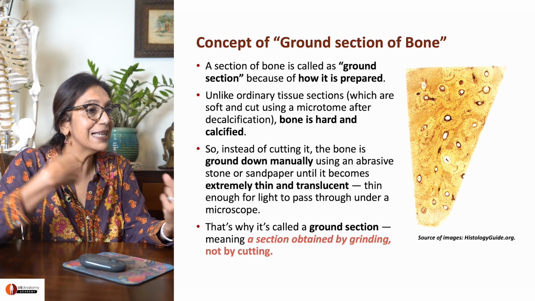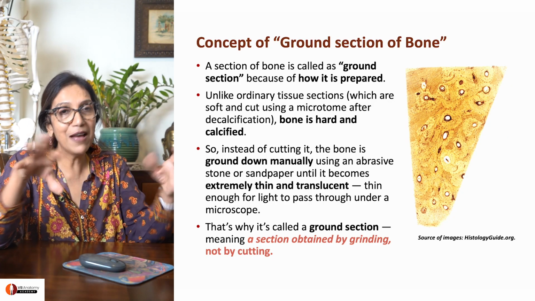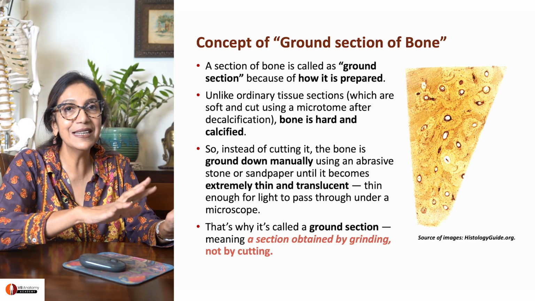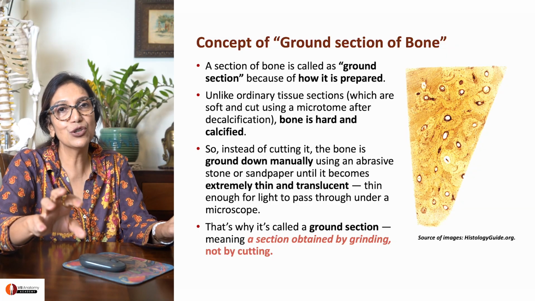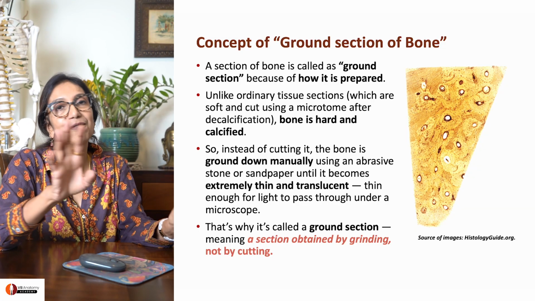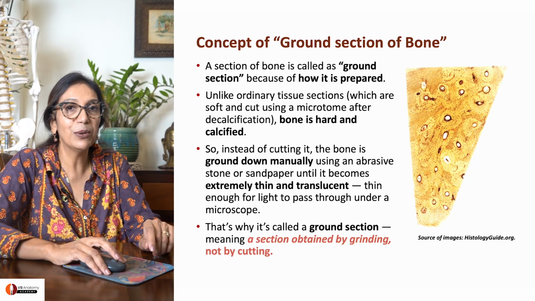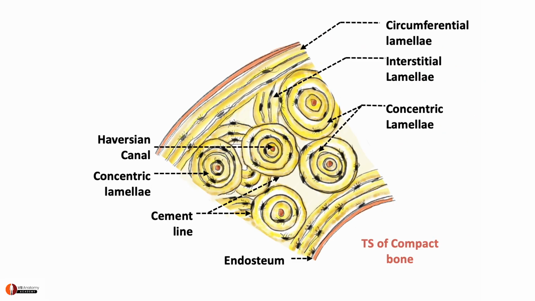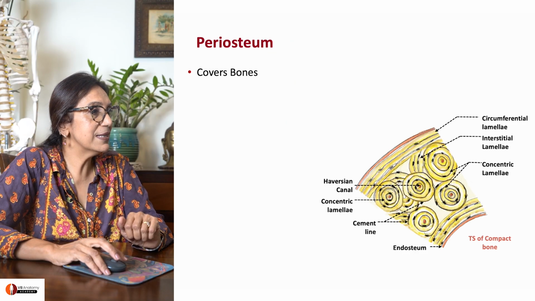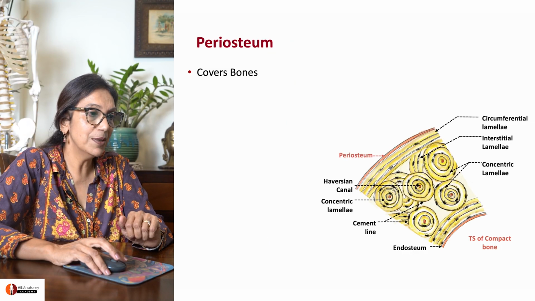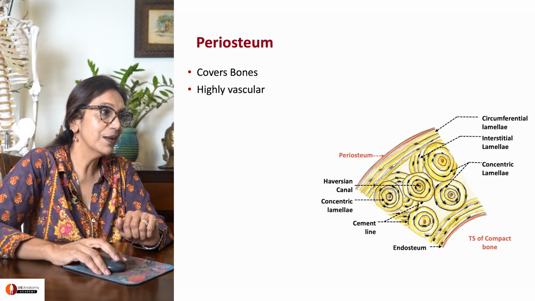Funnily enough, all the cells that were there in that have fallen out. What is left is just the extracellular matrix. Most of the cells have fallen out in the process of grinding. Okay, I'll talk more about this as we proceed. So this is a transverse section of the bone. As you can see, it is covered by periosteum, lined by endosteum.